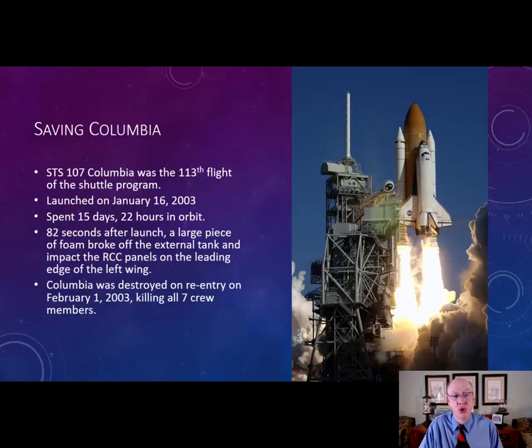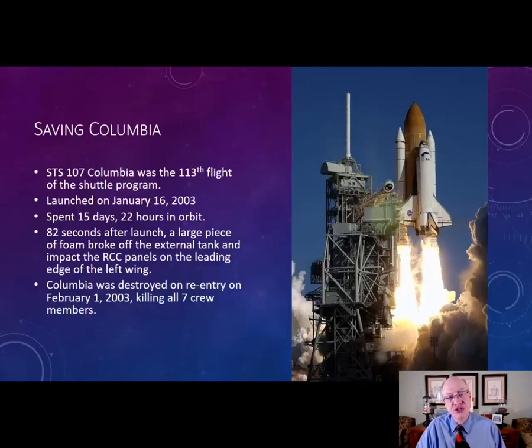So a large piece of foam broke off from the external tank. It hit the reinforced carbon-carbon panels on the front of the left wing of Columbia, and it severely damaged, if not outright broke, one of those panels. Now, those panels were essential to protecting Columbia from the heat of reentry, and when that panel was damaged on launch, when they re-entered on February the 1st, 2003, hot gas from that re-entry was able to get into the wing and melt the structures inside it. That wing ended up collapsing, and then Columbia burned up on re-entry, and all 7 crew members were killed on re-entry.